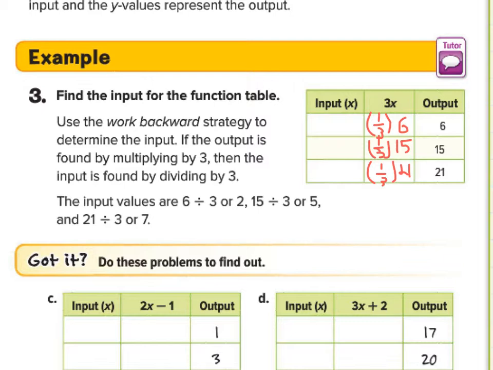So what is 1/3 of 6? 2. What is 1/3 of 15? 5. What is 1/3 of 21? 7. You can pause the video and read this to work backwards, and they show you what we just did. They want you to divide, so 6 divided by 3, 15 divided by 3, and 21 divided by 3. We could also just multiply by the reciprocal.